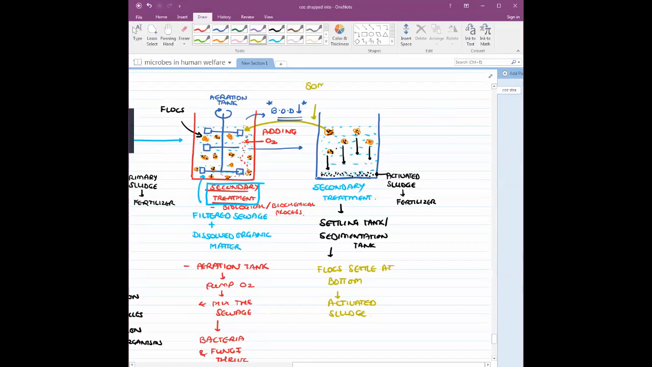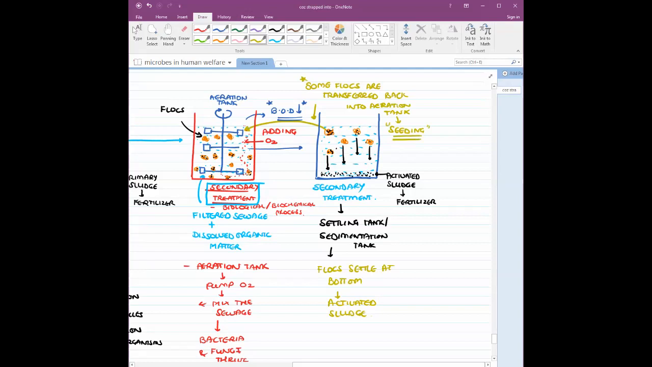So I will make a note out over here. Some flocks I transferred back into your aeration tank. This kind of process is known as seeding process. What is this seeding process going to do? It is going to increase the rate of your flock formation.